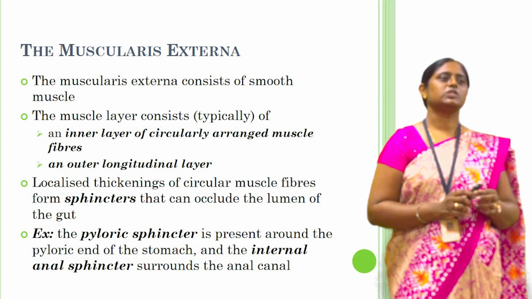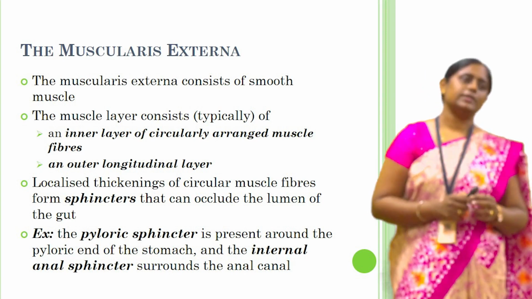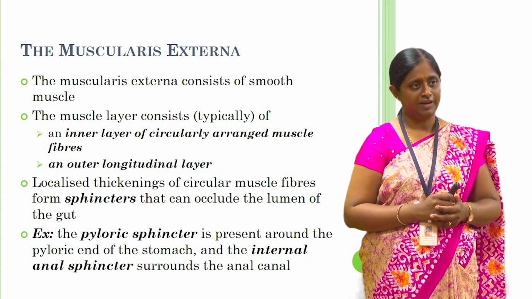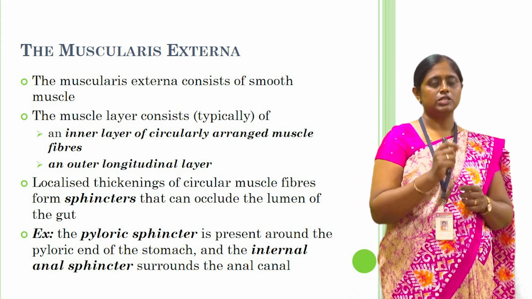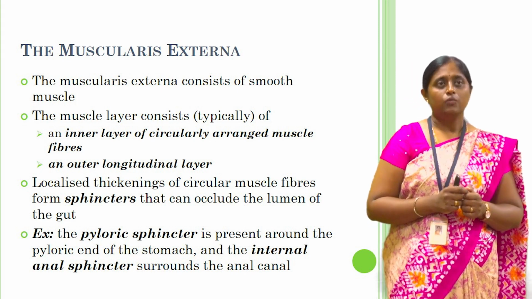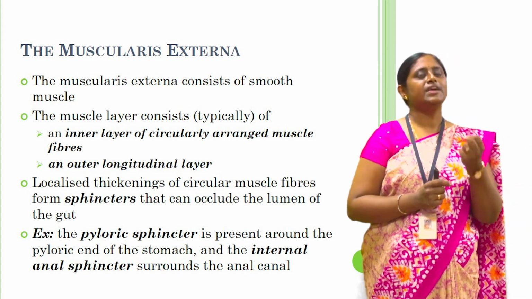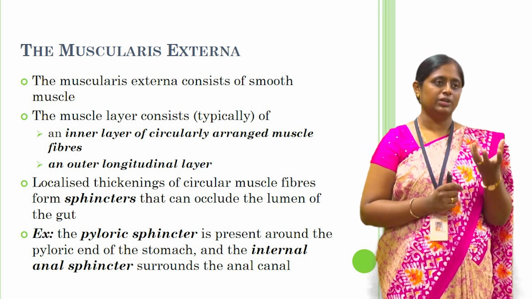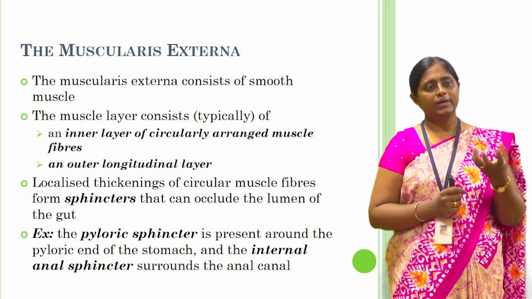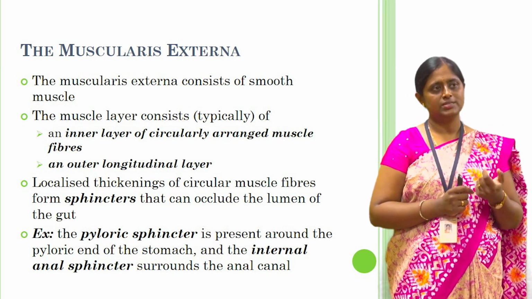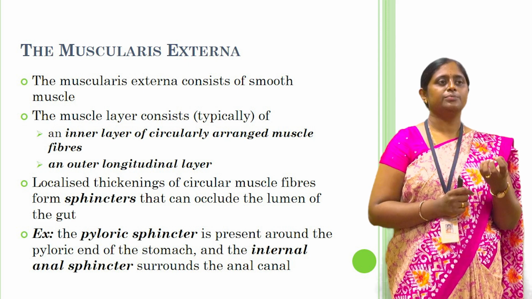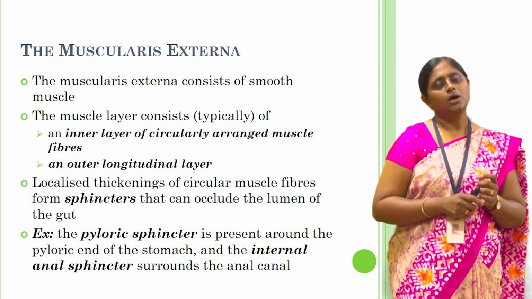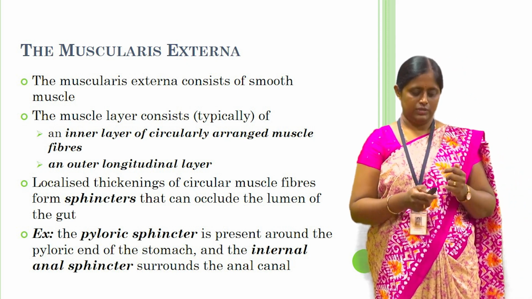Then comes the muscularis externa. This muscularis externa is again made up of circular and longitudinal muscle fibers, wherein there are local thickenings where the circular muscle fibers form sphincters. These sphincters are present in the stomach region. For example, in the pyloric region of the stomach, these sphincters are present, and they are formed by the inner foldings or local thickenings of this muscularis externa lining.